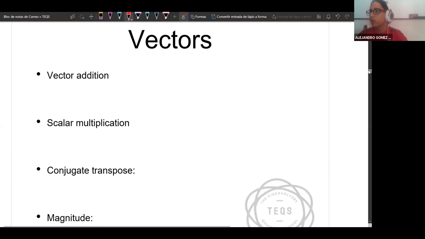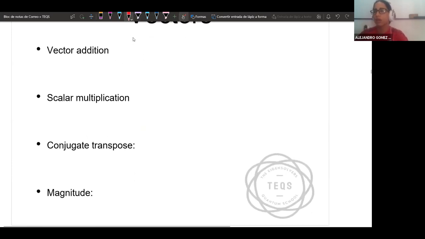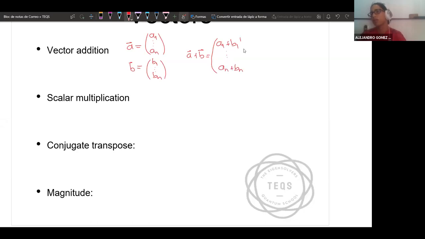We can also define some simple operations with vectors. One of them is vector addition. Let's say we have two vectors. The first one is A, with n components here. Let's say B is the second vector, with components B1 up to Bn. The addition of those two vectors is going to be the addition of the components, An plus Bn. That's how we add two vectors: we just add the components. It only works for the row representation of the vectors. So it'll be A1 plus B1, up to An plus Bn. This is the other way to represent the vector.